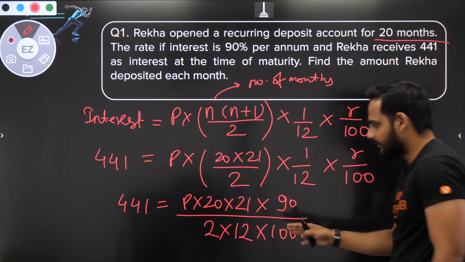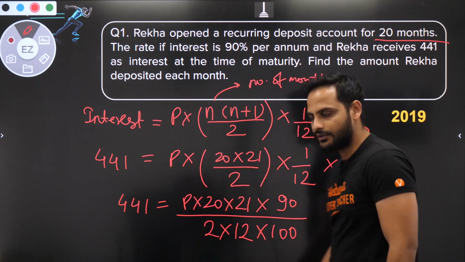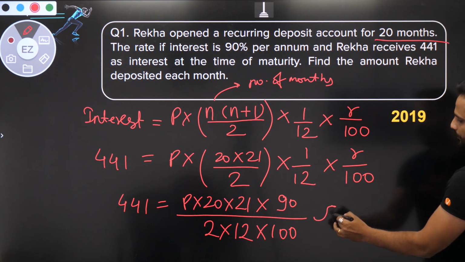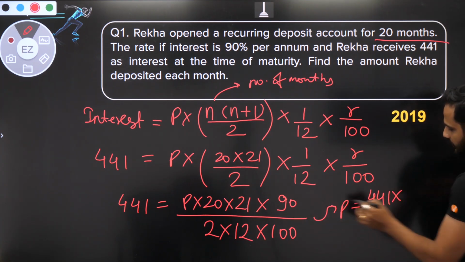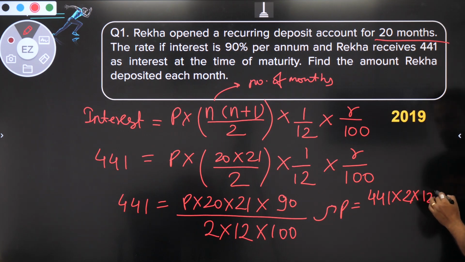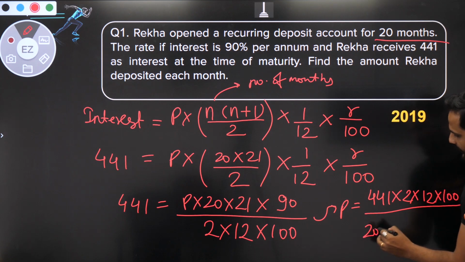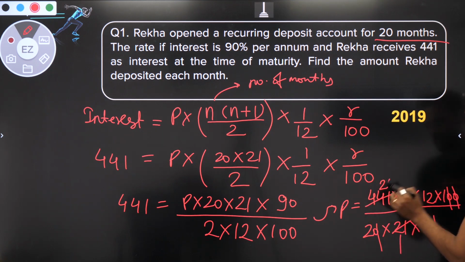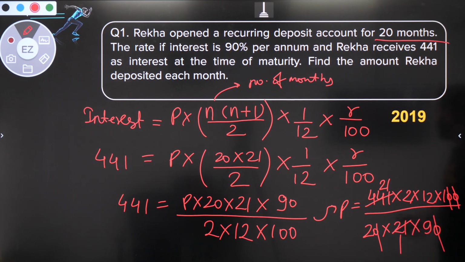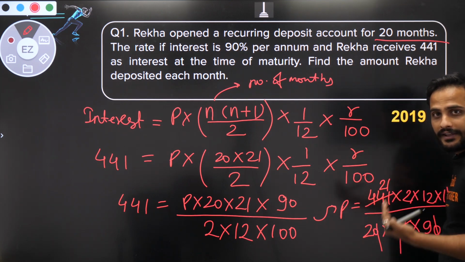Right? So to get the value of P, let's shift everything to that side. So P will be equal to 441, this denominator will go in the numerator. So 2 into 12 into 100 divided by 20 into 21 into 90. 2 zeros and 2 zeros got cancelled. 21 ones are 21 times. 21 into 21 is 441. So if you remember the square, it will help you in this way, right?